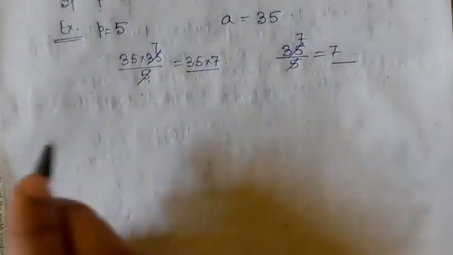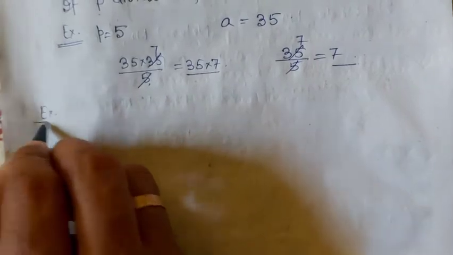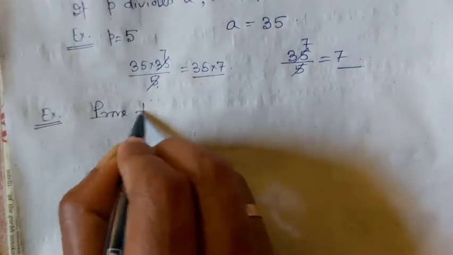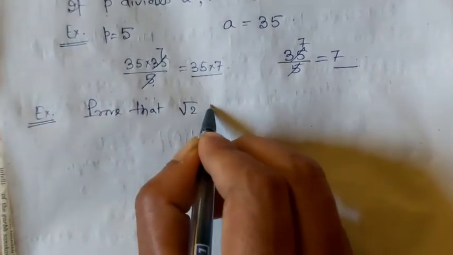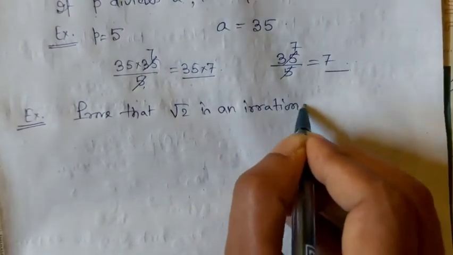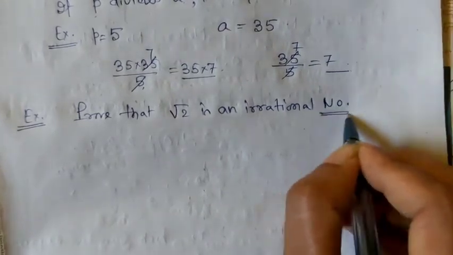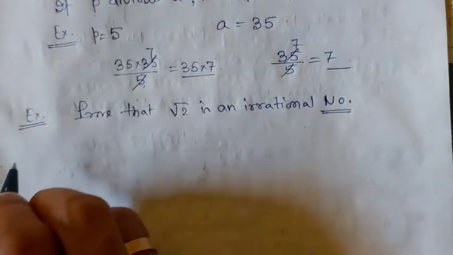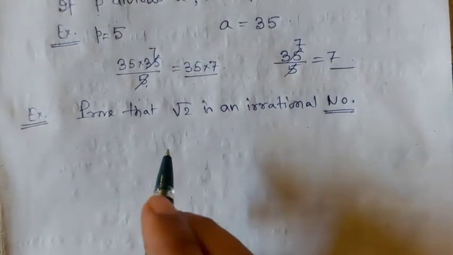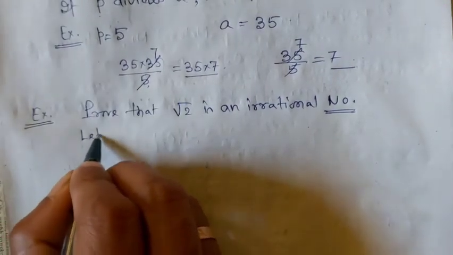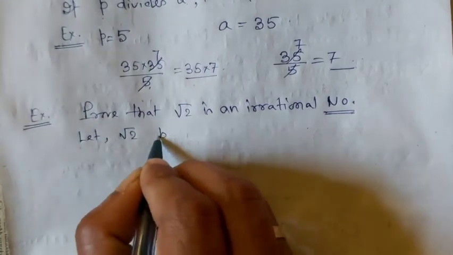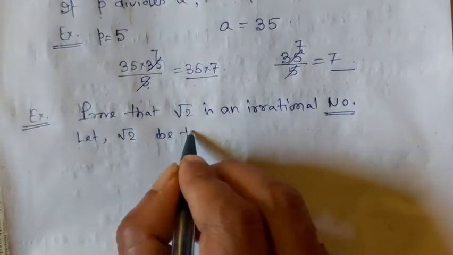Now we consider one example related to the irrational number. So prove that root 2 is an irrational number. So here we have to prove root 2 is an irrational number. So let us assume that first we consider root 2 is not an irrational number. Let root 2 be a rational number.